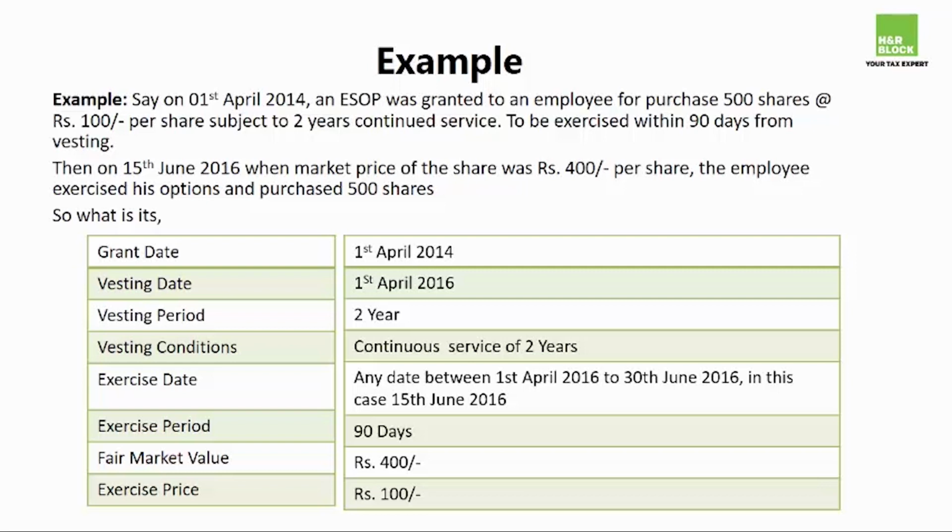So exercise date is any date between 1st April 2016, because that is your vesting date, till 30th June 2016, because we said that the employee can exercise anywhere between 90 days from the date of vesting. So that date can fall any date between 1st April to 30th June 2016. In this particular case, as the employee exercised the option on 15th June, it will be 15th of June 2016.